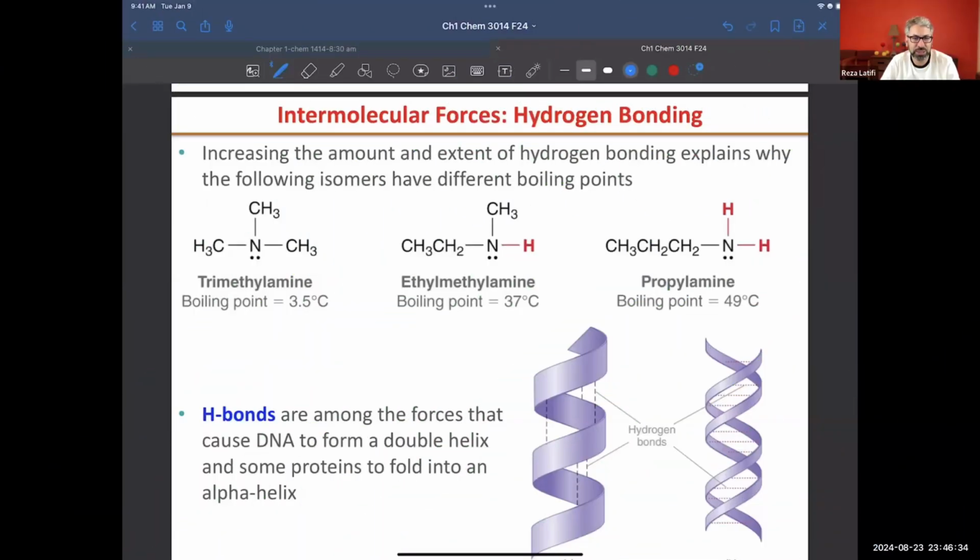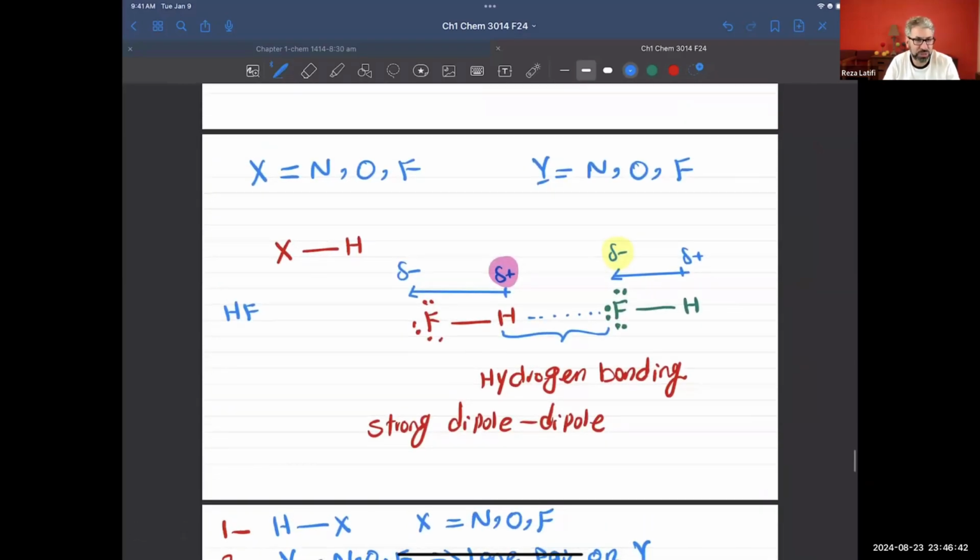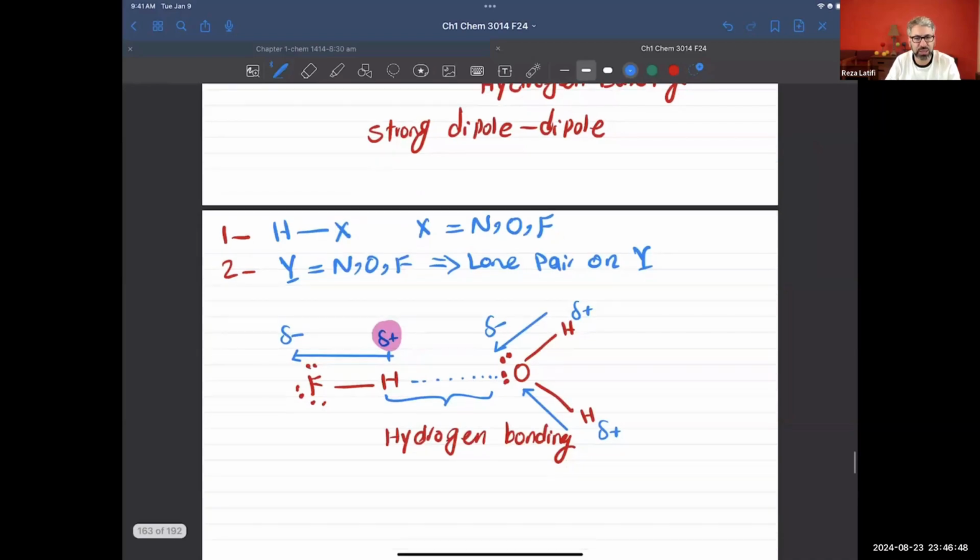We were talking about hydrogen bonding last lecture, and we said that in order to get hydrogen bonding, we need two things. We need an H attached to X, and X can be nitrogen, oxygen, or fluorine. And we need a Y, where Y is nitrogen, oxygen, or fluorine, and there must be a lone pair on Y. If you don't have a lone pair, there will be no hydrogen bonding, because you cannot share any electron with hydrogen. So there must be a lone pair located on one of those electronegative elements, and we share it with hydrogen.